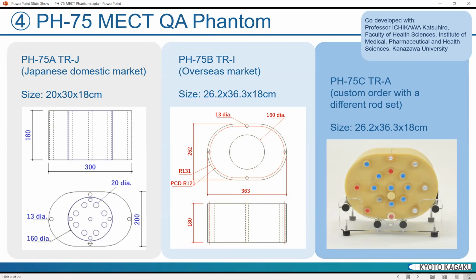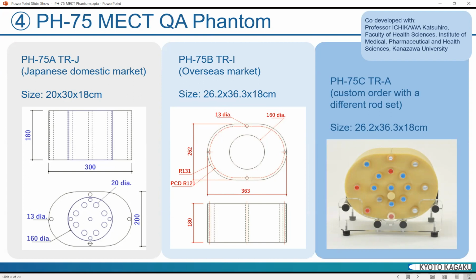Now to the features of our PH75 Q&A phantom. We have different versions available currently. The first one, the PH75A TRJ phantom, is sold on the Japanese domestic market. This phantom has a smaller size body. Then we also have the PH75B TR1 phantom, which was developed for the overseas market, which comes with a bigger body. But the rod inserts are the same with both phantoms.